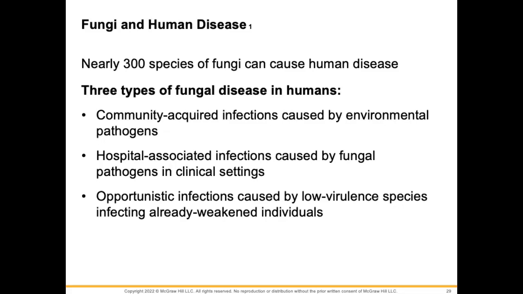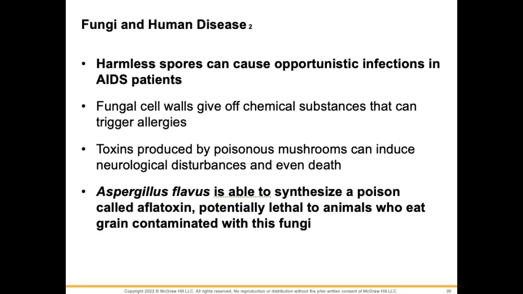So there's nearly 300 species of fungi that can cause human disease. The three main types: community acquired by environmental pathogens, hospital associated infections in the clinical setting, and then of course opportunistic infections caused by low virulence species that infect immunocompromised patients. So low virulence means, generally speaking, they don't easily cause disease normally. So they're going to take advantage of those weakened defenses. An example of that is AIDS patients tend to get fungal infections.